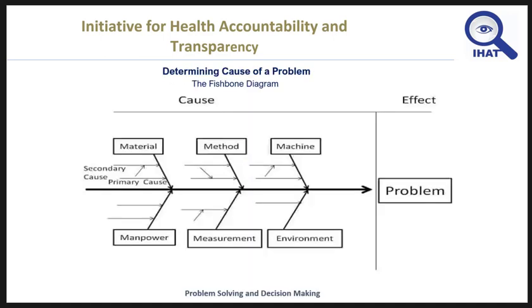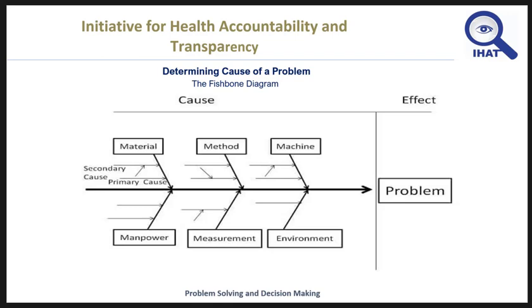One can use a fishbone diagram to determine the cause of a problem, and this is a tool used to perform a cause and effect analysis to make sure your solutions address the actual cause of the problem instead of the symptoms of the problem. It enables us to discover the root cause of a problem.